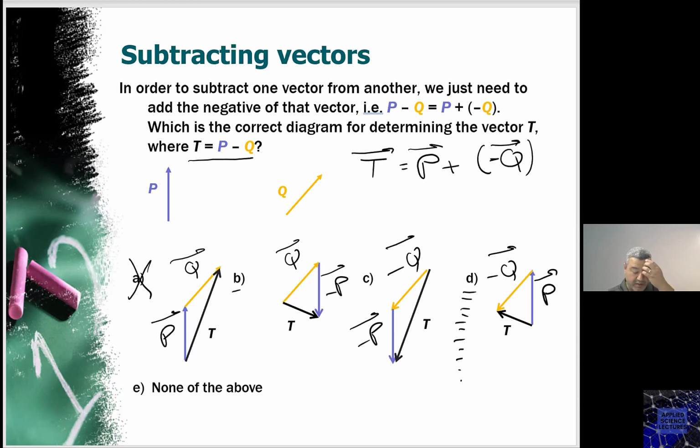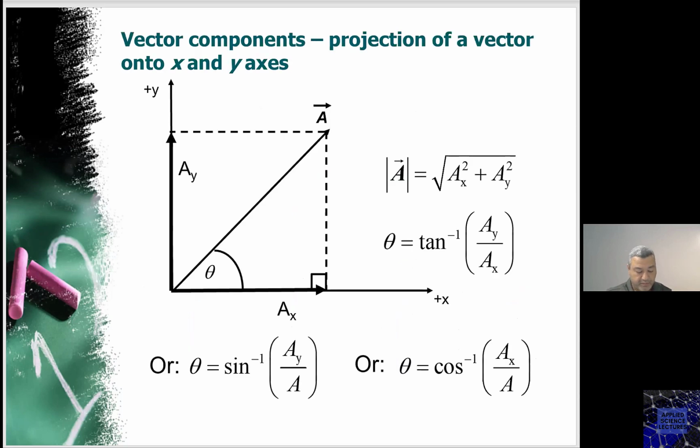Again, mine are not bold, that's why I put the vectors right on the top. So the correct answer is D. Now let's look at the vector components here and the definition of the projection.